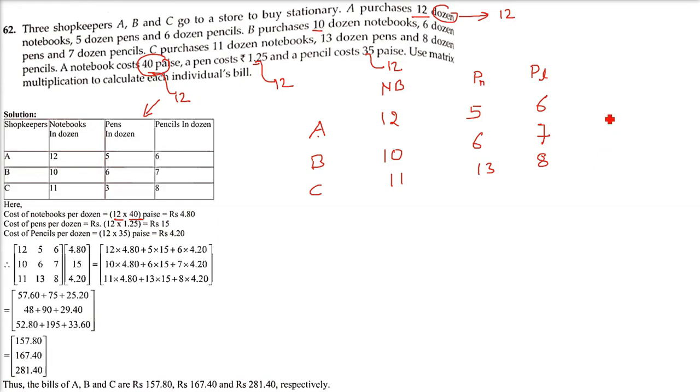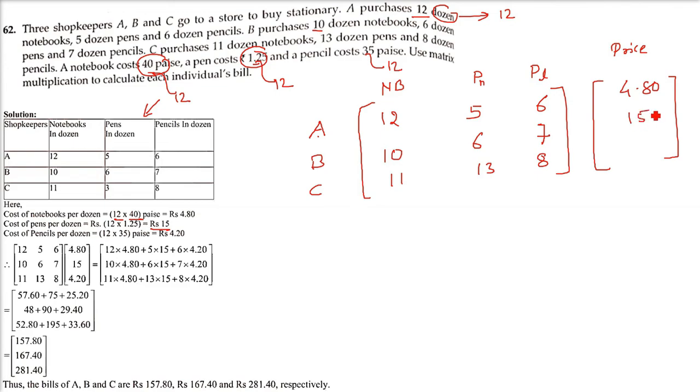But the multiplication should be such that it is multipliable. This matrix is a 3 by 3 matrix, and the column number of the first matrix has to be equal to the row number of the second matrix. Then only it is multipliable. So the second matrix can only be 3 into something. Okay, so 3 into 1.